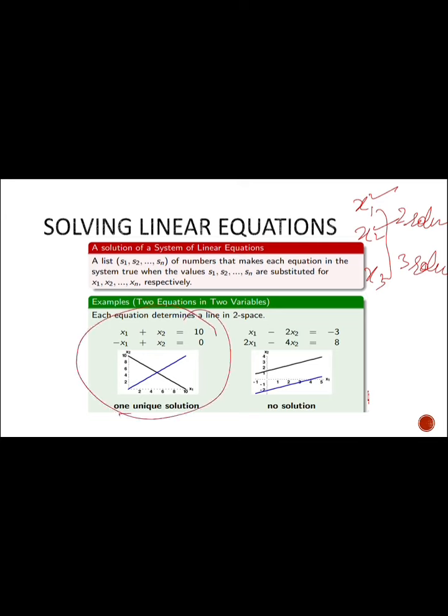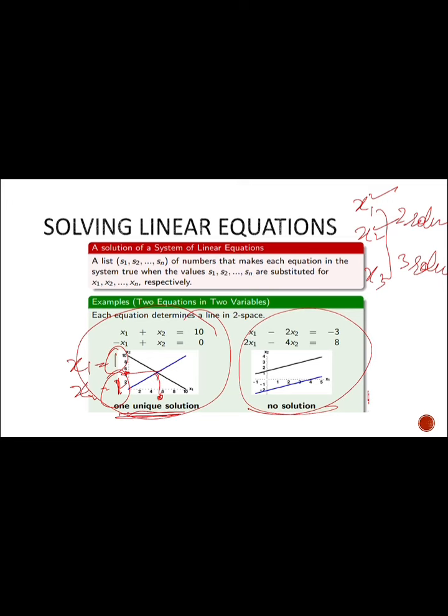Two examples on this side. This one, written over here, has one unique solution. And over here, you can see no solution. One unique solution means x1 will have one value, and x2 will also have one value. Wherever the lines intersect each other, the values mentioned over here would be the values of x1 and x2. If these variables had a different format, like a quadratic equation or something like that, things would have been different.